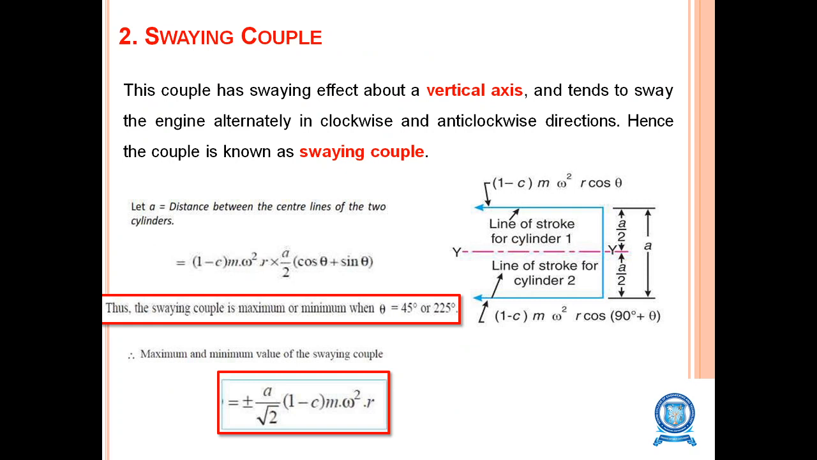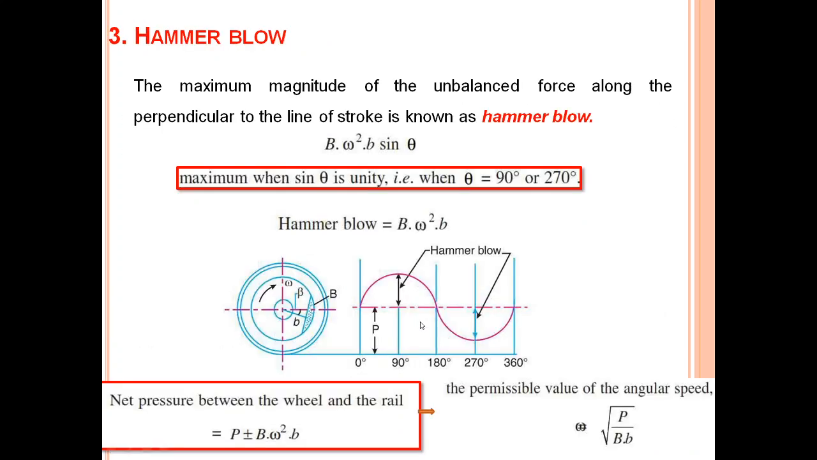Second one is the swaying couple. To find swaying couple, we should know what is meant by swaying effect. Swaying effect about the vertical axis tends to sway the engine alternately in clockwise and anti-clockwise direction. Hence, the couple is called a swaying couple. The formula to find swaying couple is plus or minus a by root 2 into (1 minus c) m omega square r. Thus, the swaying couple is maximum or minimum when theta is 45 degrees or 225 degrees.